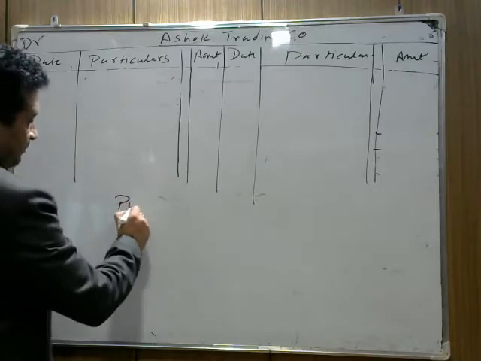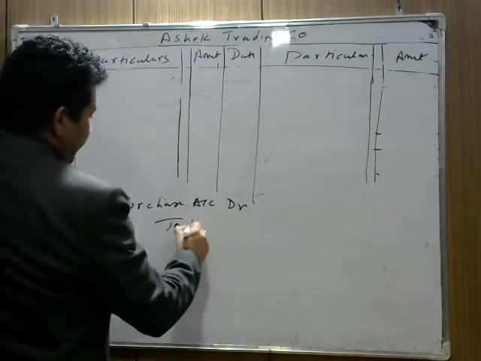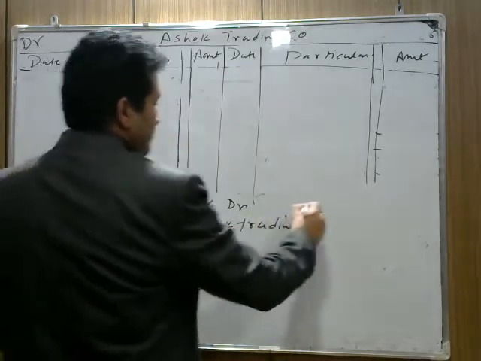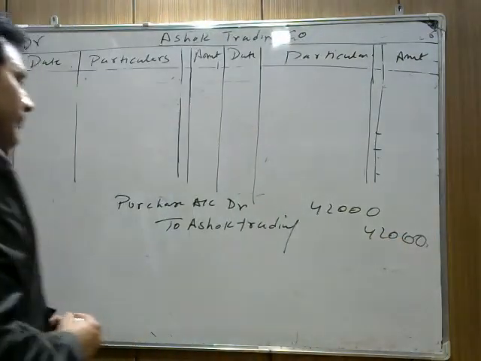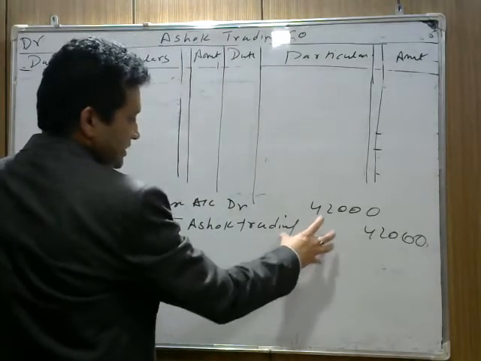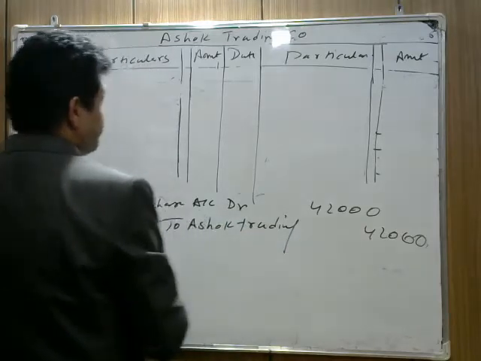The first entry will be purchase account debit to Ashok Trading Company account. हमने गुड्स परचेज किए अशोक ट्रेडिंग कंपनी से and the goods worth rupees 42,000. So here the purchase will be debited and the Ashok Trading Company will be credited. So we purchase goods from Ashok Trading Company. The simple transaction says that the purchase will be debited because we purchase goods from Ashok Trading Company. So entry will be purchase account debited to Ashok Trading Company. Ashok Trading Company is a liability and it's credited.